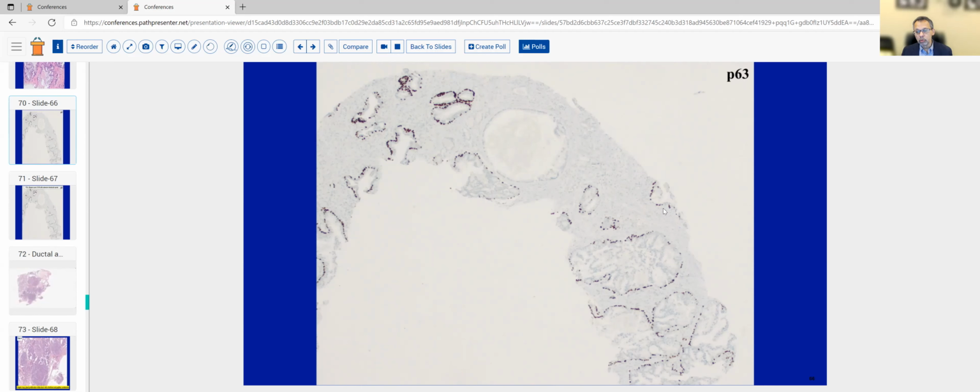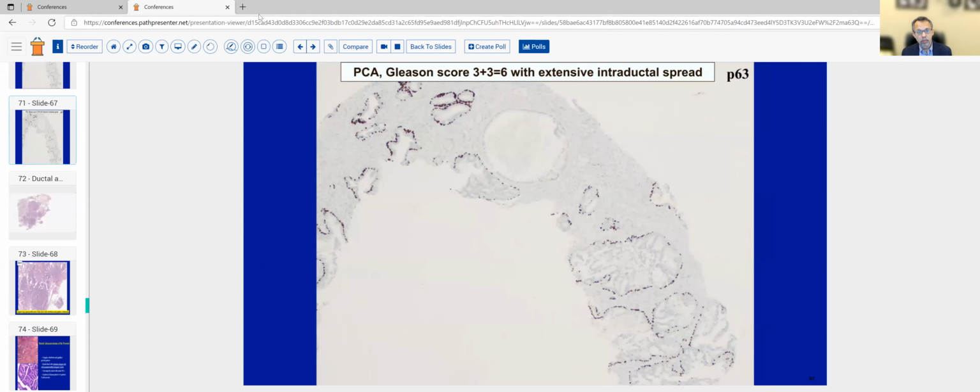But I decided to do the basal cell stain, and as you can see here, the pattern 3 component is clearly lacking basal cells, while all the atypical cribriform proliferation showed intact basal cells. So the correct diagnosis of this case is prostate cancer Gleason score 3+3=6 with extensive intraductal spread. And again, as I said, if you consider intraductal carcinoma as part of the invasive component and don't distinguish between them for grading purposes, then you would essentially call this 4+3=7.